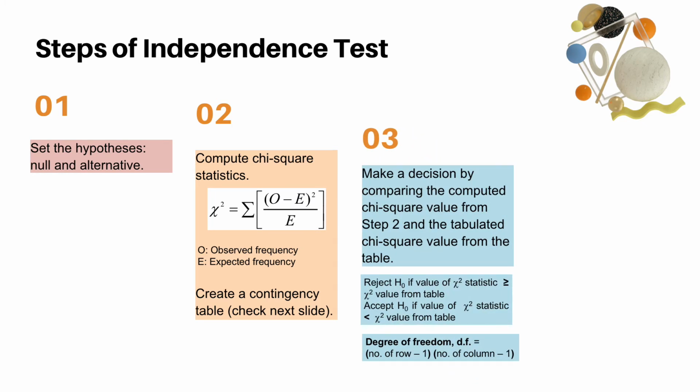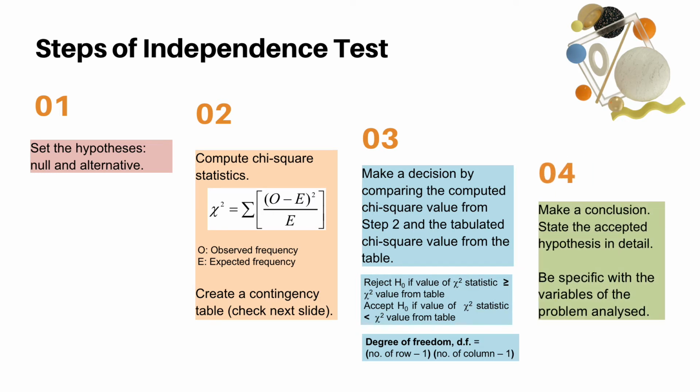In the third step, we have to make a decision by comparing the computed chi-square value from step 2 and the tabulated chi-square value obtained from the chi-square table. The rule of thumb that we have to refer to is given as follows. We reject the null hypothesis if the value of chi-square statistics is more than the chi-square value from the table, and we accept the null hypothesis if it is the other way around. The final step is to make a conclusion. We have to state the accepted hypothesis in detail, and we have to be specific with the variables that we analyze in the problem.